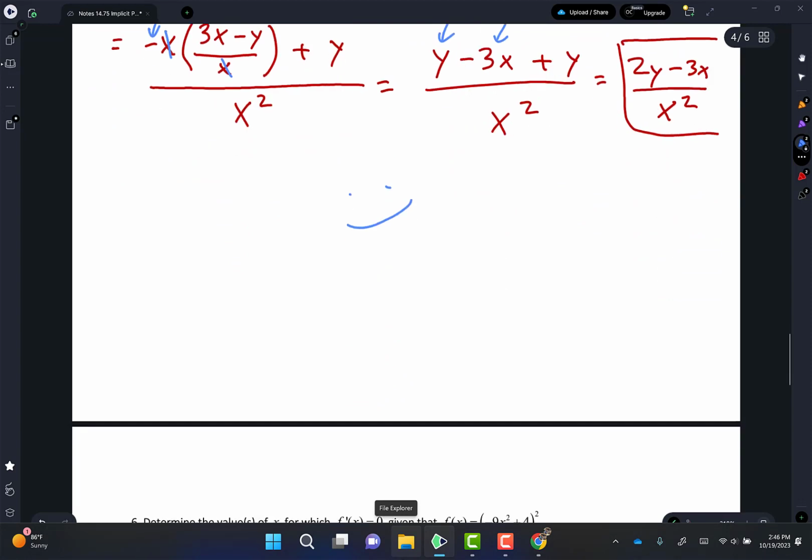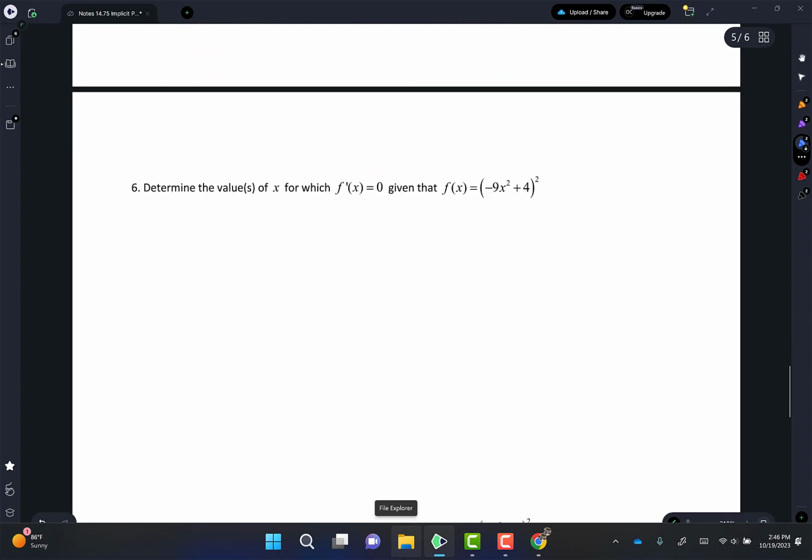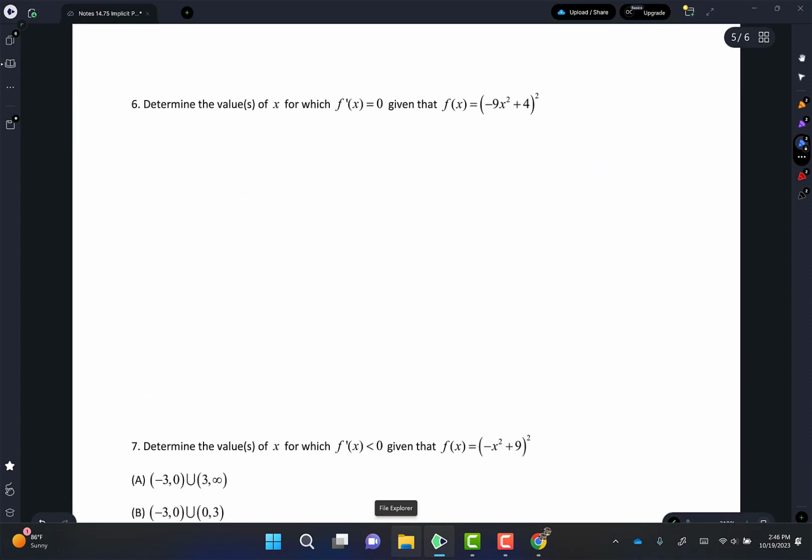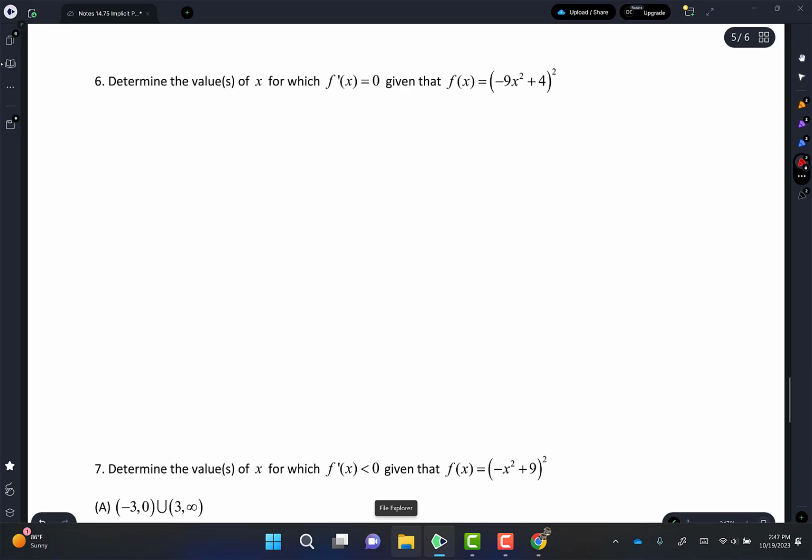We still got a little bit of time, but all right, here we go. Question 6. Here we go, guys. Question 6. Determine the values of x for which the derivative equals 0, given that that's my derivative. All right. Don't worry, relax. It's just straight out. There's no implicit. You just take the derivative. Chain rule, right?